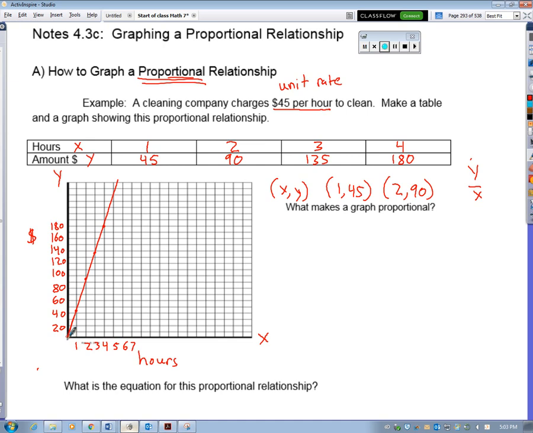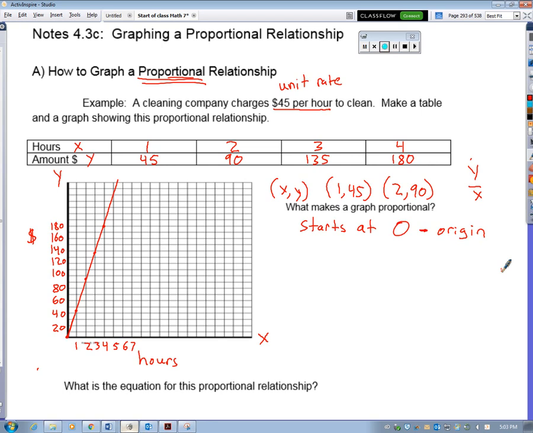First of all, it's always going to start right here at 0. Your line will always go through 0 when you connect the dots. So what makes a graph proportional? Well, it starts at 0. Okay, and 0, that's called the origin. That's the fancy word to say the start of the graph, the origin.